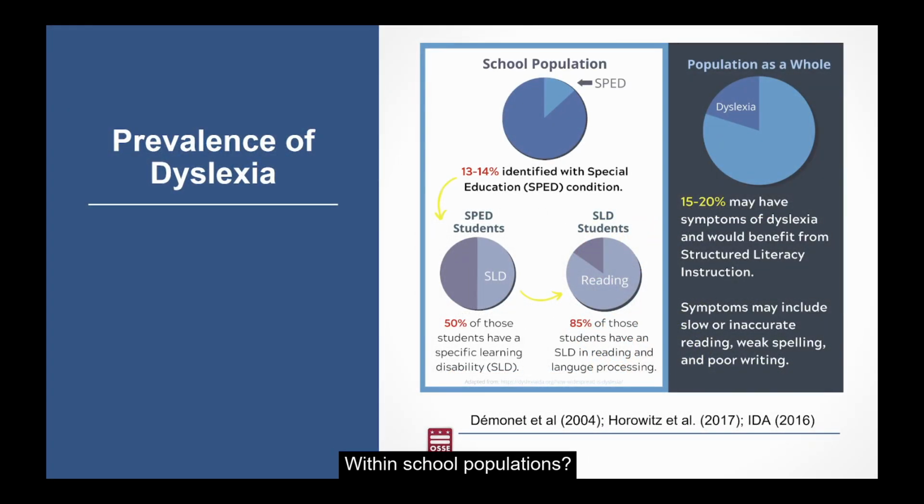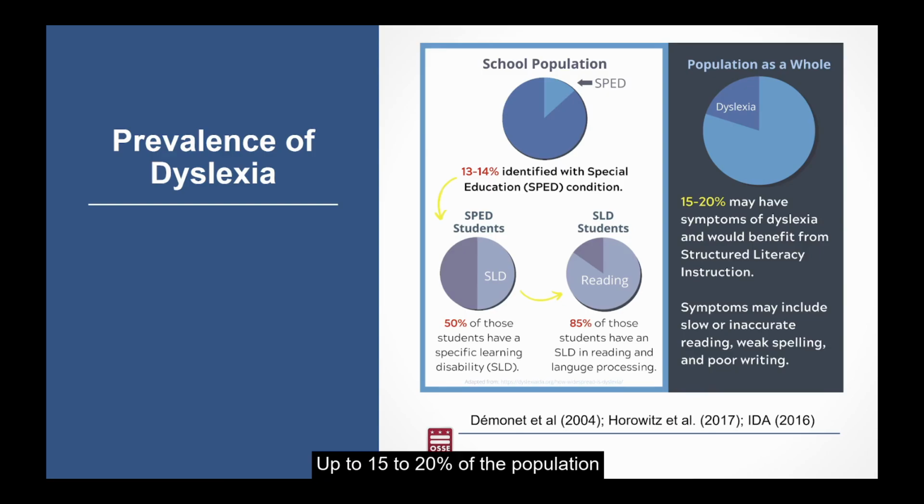Within school populations, about 13 to 14% nationwide are identified as having a special education condition such as dyslexia. Half of all students who are identified for special education have a specific learning disability. About 85% of those students have a specific learning disability in reading and language processing.